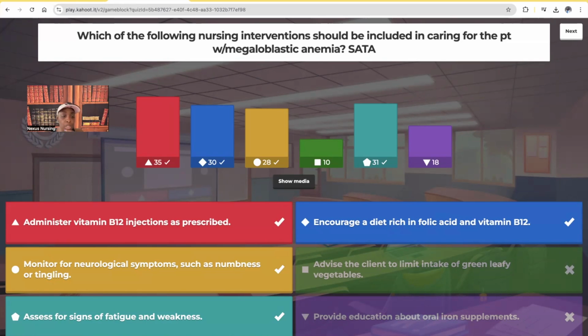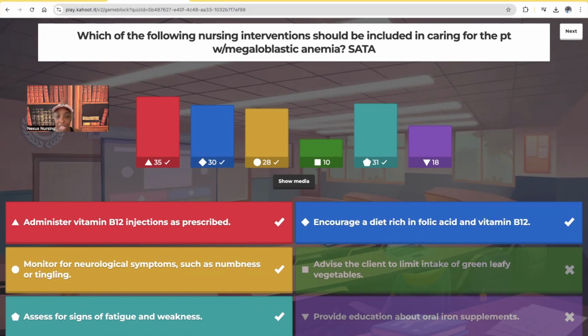Yes. Monitor for neurological symptoms such as numbness or tingling. Absolutely. What can cause numbness and tingling? Numbness and tingling, those are neurological symptoms, right? The lack of vitamin B12. That causes neurological symptoms. And just by the way, guys, if you are lacking vitamin B12 and it's not replaced, it's not a question of if, it's when. You will die, and you will die shortly. You cannot live without vitamin B12. So if you have vitamin B12 deficiency, it absolutely must be replaced.